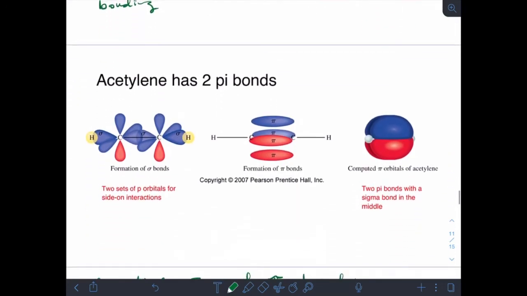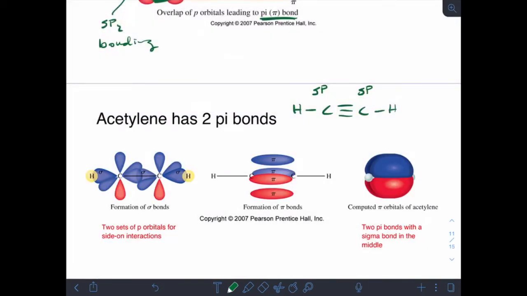Okay, acetylene. If I were to draw the Lewis structure of acetylene, it's going to have a triple bond between the carbons. So what would be the hybridization of each carbon? Each carbon has two areas around it, so each carbon is simply an sp hybrid, right? So if they're sp hybrids, each one of those has two unhybridized p orbitals.